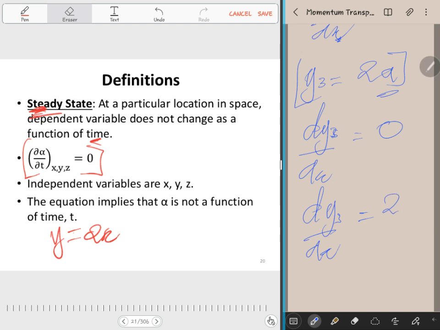So they are saying that in steady state, at a particular position in time, the dependent variable, the quantity that we talk about. So you see, when we started, I said that we are building the basic concept, so try to remember everything. This is the conserved quantity here, which could be mass, momentum, chemical species, or energy. This conserved quantity is not a function of time, right? So that's why when you find the derivative with respect to time, it is 0. It doesn't depend on time. That's what it says here.